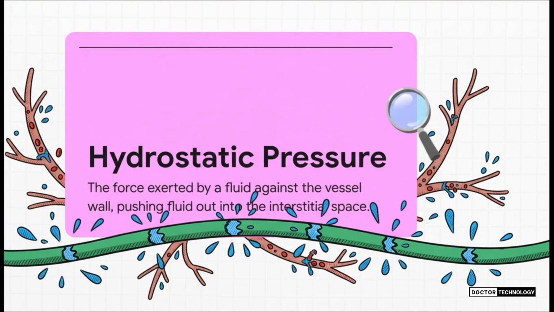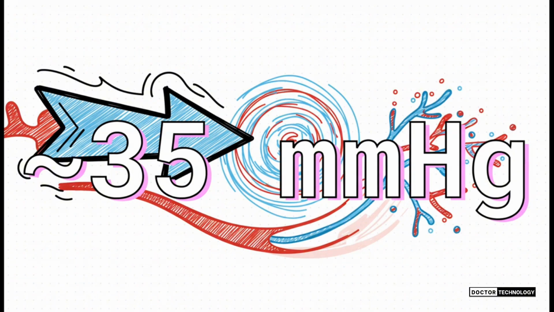All right, let's start with the pusher. Hydrostatic pressure is just the physical pressure of the fluid itself. The absolute best way to picture this is like a leaky garden hose. The water pressure inside that hose is what forces water out through all the little tiny holes, right? In our bodies, that's just blood pressure pushing plasma out of our capillaries. And here's a number you've got to know. Right at the beginning of a capillary, we call it the arterial end, that pushing force is sitting at about 35 millimeters of mercury. Go ahead and lock that number away in your brain. It's the big, dominant force at the start of this whole journey.